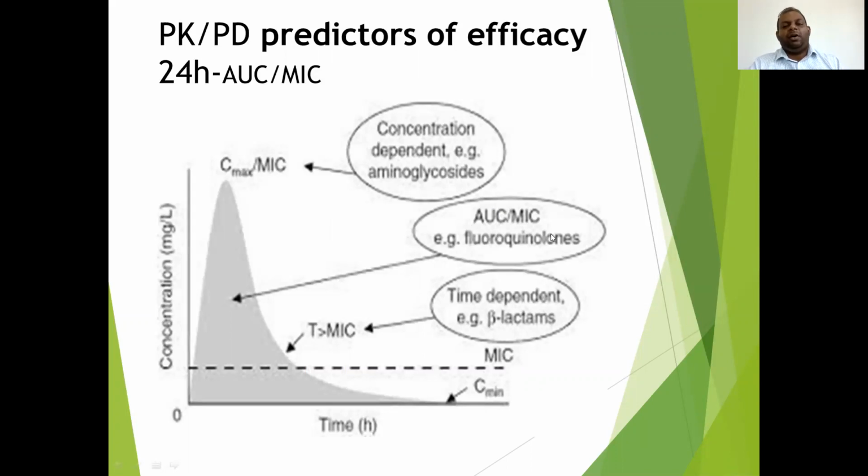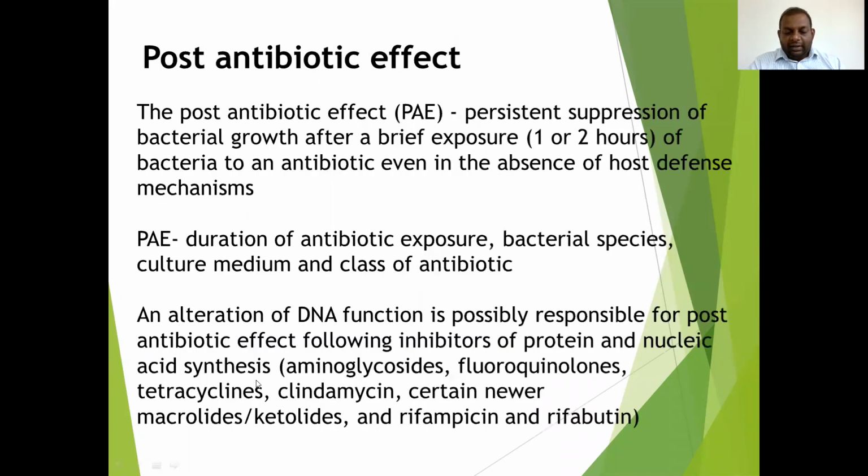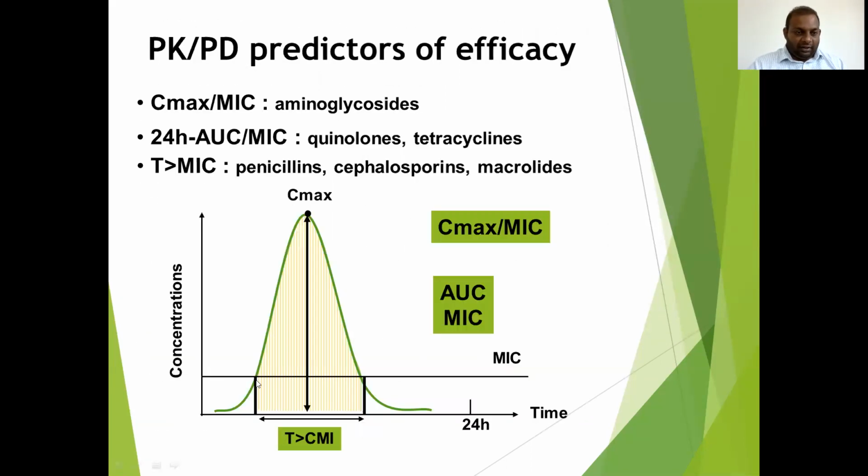We'll say the area under the curve over MIC for a fluoroquinolone is 400. That means this value should be achieved. It varies with the MIC, that means the area under the curve required varies with the MIC. If the MIC is 4, we have to give a fairly high dose. Maybe we have to increase the frequency. It depends.